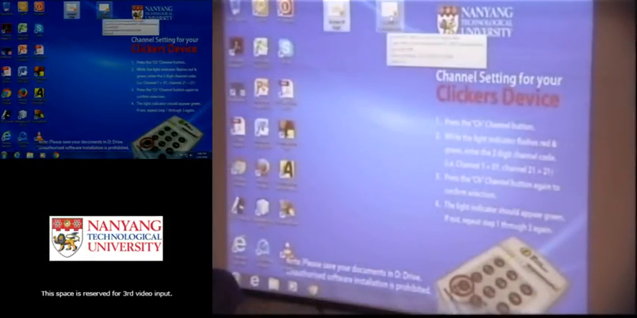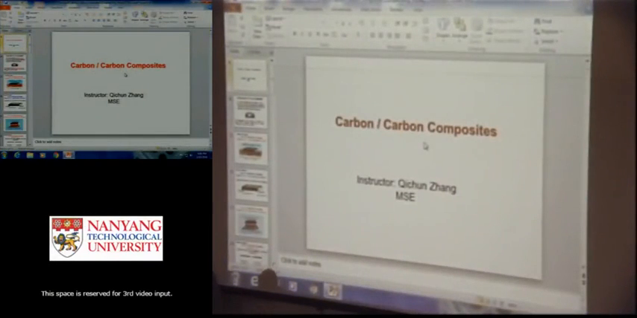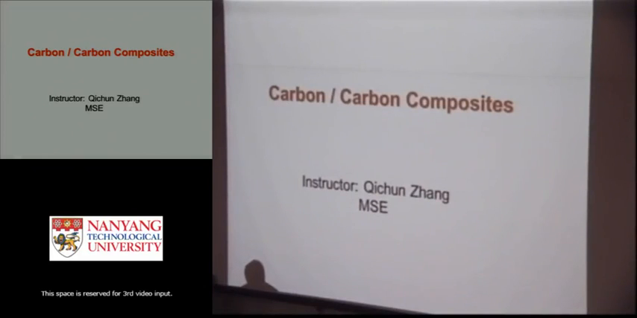Okay, so now we talk about the carbon composite. Okay. Carbon composite material is very important. When we talk about processing, you can see carbon composite processing is very, very difficult. So that's why this material is very expensive, and this material can only be used for some special applications. Okay.